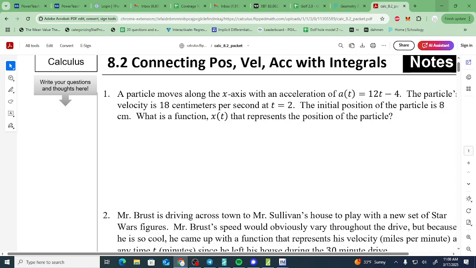So velocity will be the integral of 12t minus 4 times dt. So that will be 6t squared minus 4t plus c equals velocity.